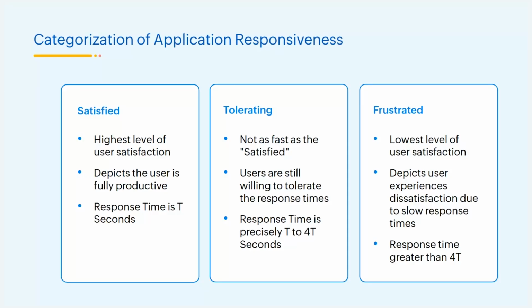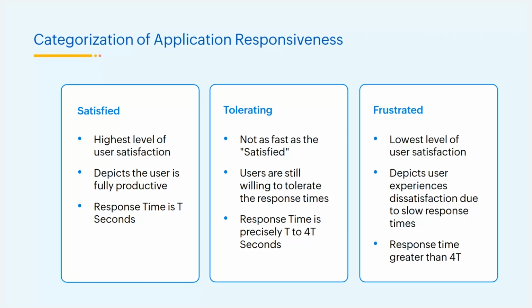The AppDex score is categorized based on the application responsiveness. So the first one is satisfaction. This category represents the highest level of user experience, where the application's response time is in between the satisfied threshold and the excellent threshold. The users in this category are generally satisfied with the application performance.